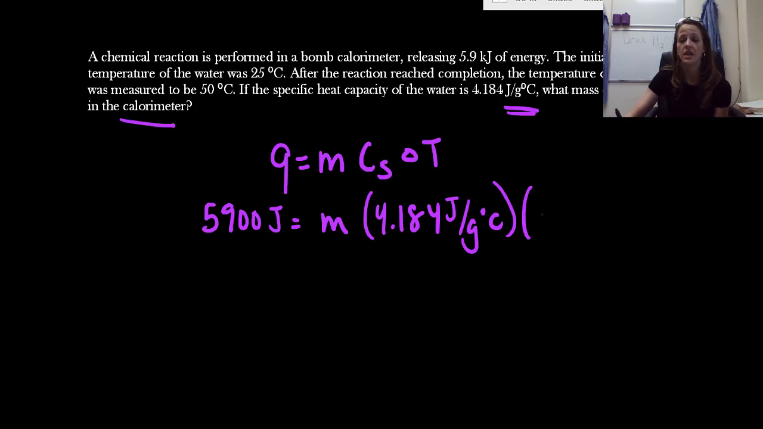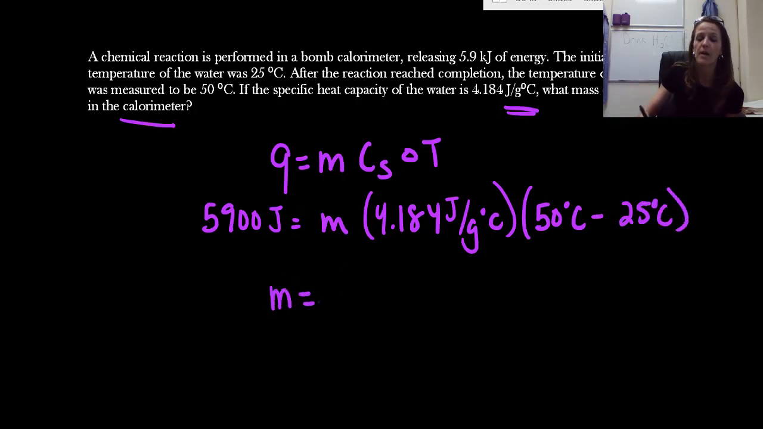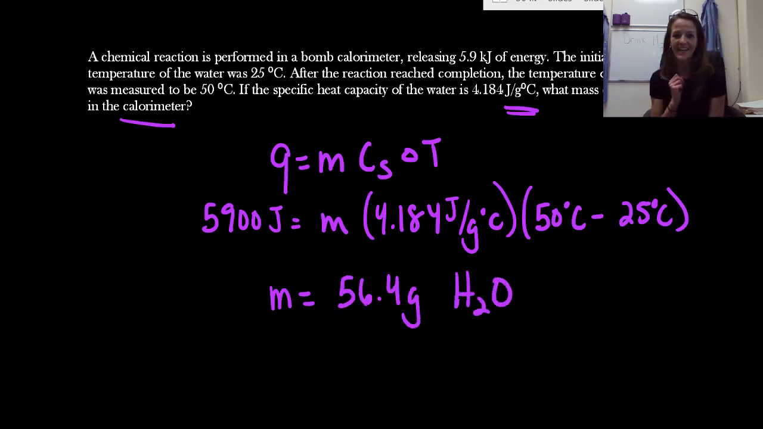And then we have our delta T, which is our final temperature, so that was 50 degrees Celsius, minus our initial temperature, which was 25 degrees Celsius. And if you plug this in your calculator properly, you should get a mass of about 56.4 grams of water. Did you get it? If not, stop, talk to a teacher, shoot me an email, but you definitely need to make sure you get this one down.